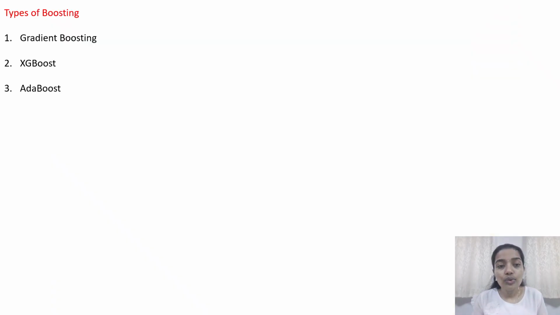Further, boosting has some types. The first one is gradient boosting, XGBoost and AdaBoost. These are different types of boosting. Bagging as such doesn't have any further types, whereas boosting has some types, and we will be covering all this in our coming videos. So the next video will be about types of boosting: gradient boosting, XGBoost and AdaBoost. In our next video we will be discussing all these 3 types of boosting techniques.